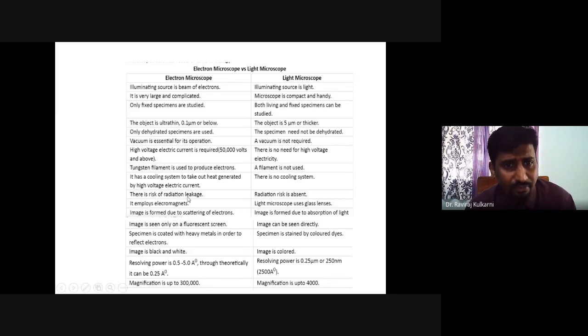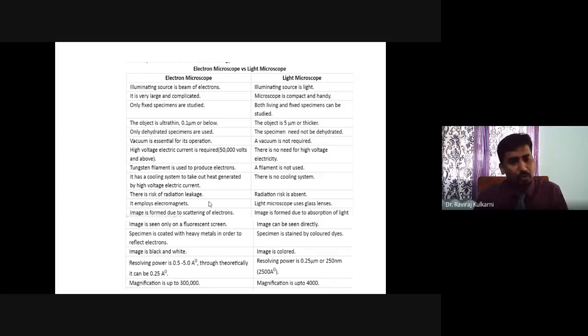There is a risk of radiation leakage in the case of the electron microscope. There is no radiation risk in the case of the light microscope. The electron microscope employs electromagnets. See, you used light microscopes, which use optical lenses made of glass or quartz.